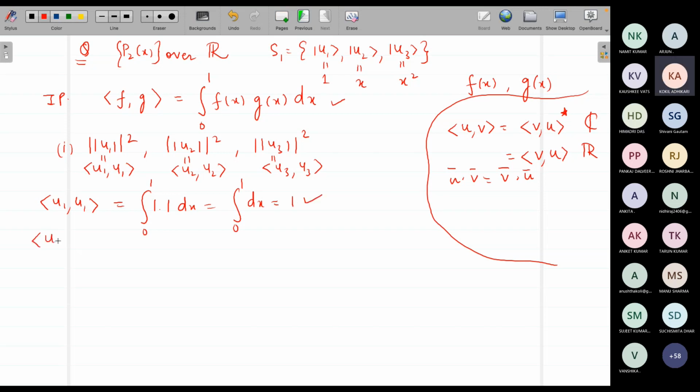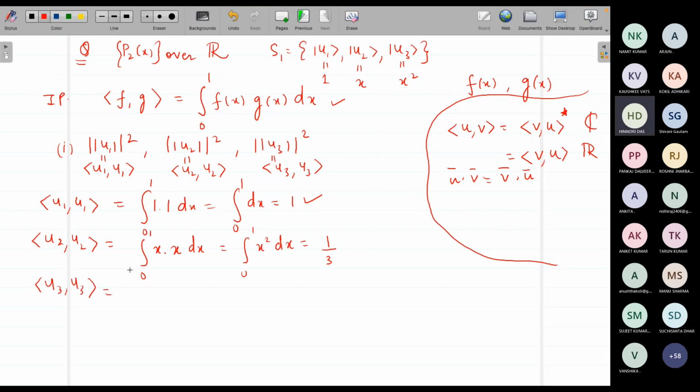Right? So can you quickly do for me ⟨u2, u2⟩ also? That is the integral from 0 to 1 of x squared dx, which is x cubed by 3, so 1 by 3. And what will be ⟨u3, u3⟩? 1 by 5. Good. So the first question is done.